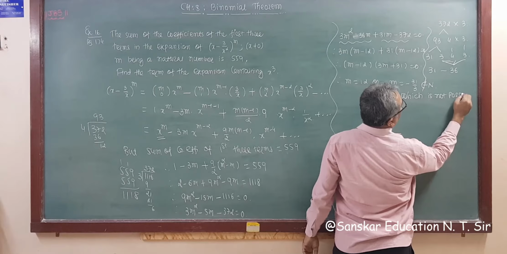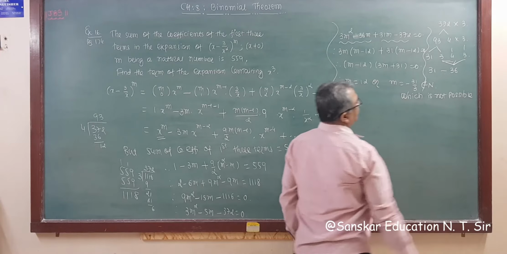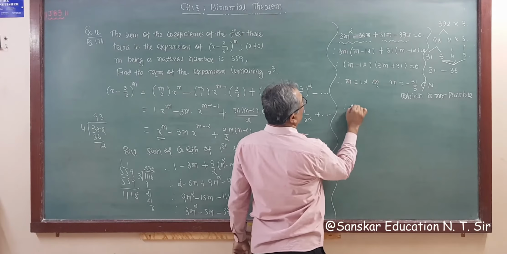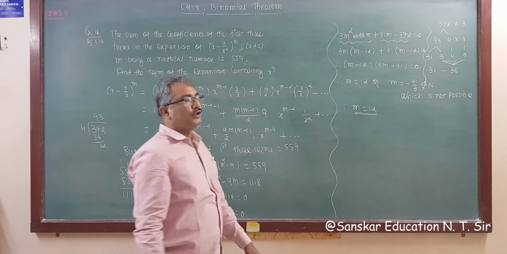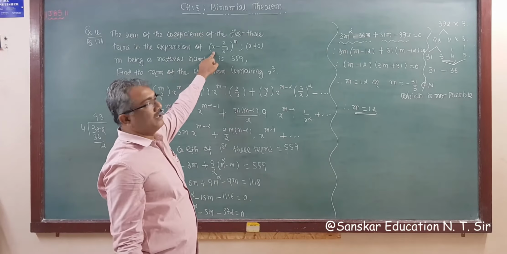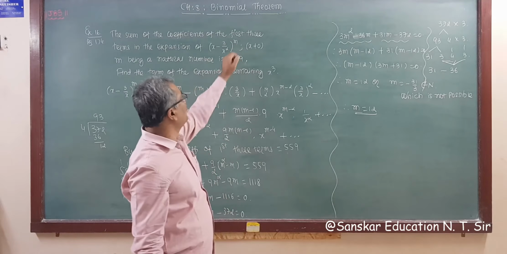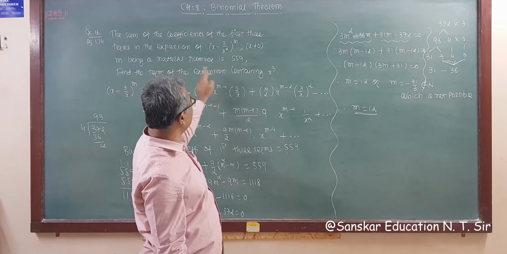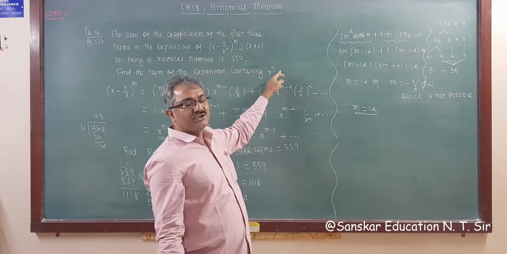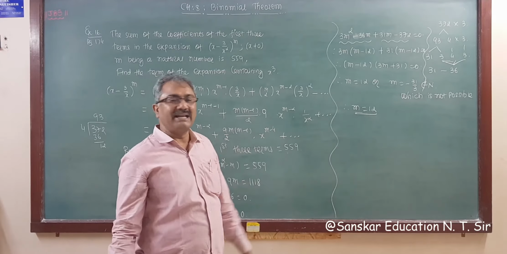Which is not possible. So m is equal to 12. So our expansion becomes, with m equal to 12, and we have to find the term of the expansion containing x cube. So for the term containing x cube, we have to write T r plus 1.